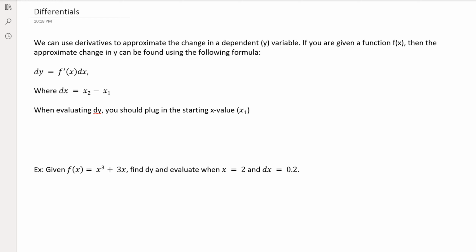A very important part as we get through these examples: when you're evaluating dy, make sure you plug in x1 for the x value. So if you're given two different x values, make sure you're plugging in the starting x value. The other key point is that dy, the approximate change in the y variable, is simply our derivative f prime of x times dx. Alright, let's get into a couple of examples here.